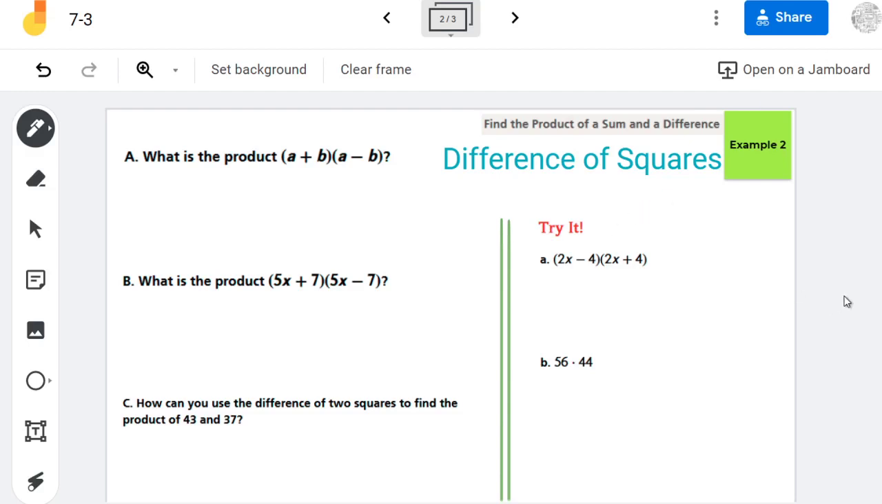In today's video, I'm covering example 2 from section 7-3 in the SavvasRealize Algebra 1 textbook. The goal of this video is to find the product of a sum and a difference. I hate that phrasing. This is called the difference of squares, y'all.